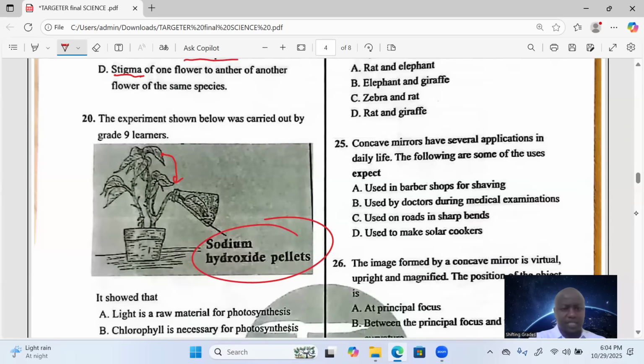Let's look at number 26 this way. We have a concave mirror here. Then we draw the principal axis like that. With the principal axis, we can identify F and C. Capital C, capital F. This is what we are saying.